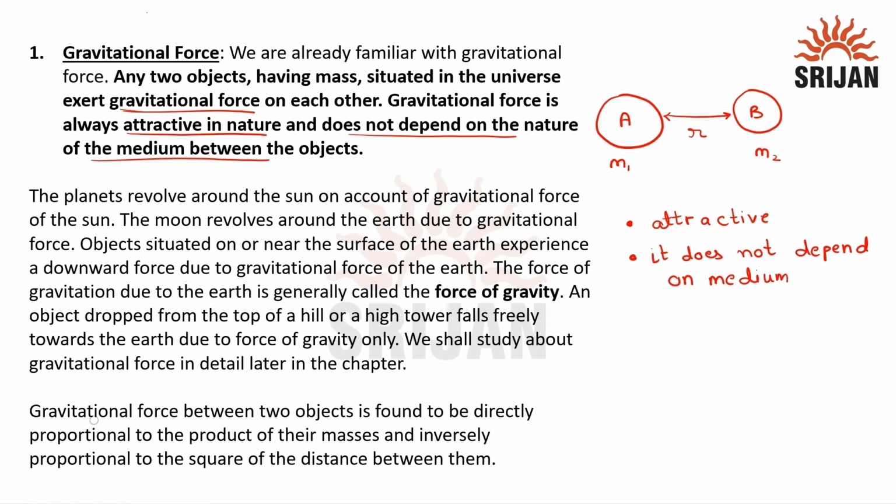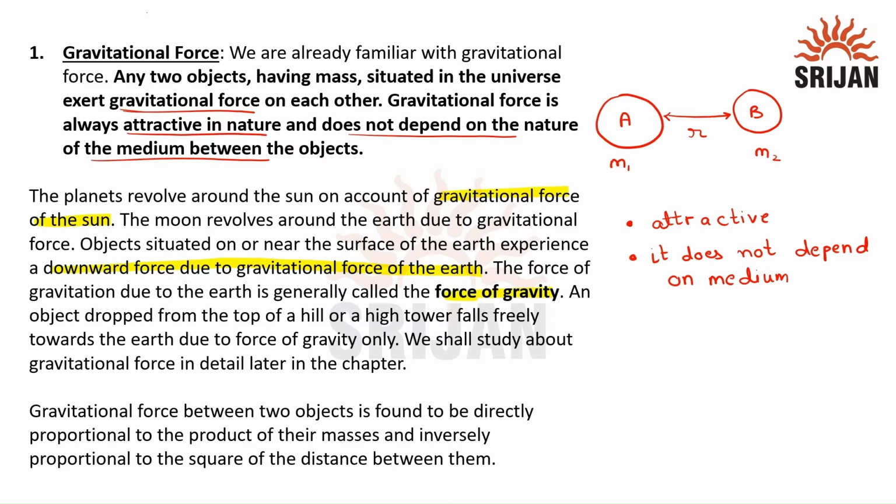So let us continue. The planets revolve around the sun on account of gravitational force of the sun. The sun constantly pulls the planets, due to which the planets revolve around the sun. The moon revolves around the earth due to this gravitational force. Objects which are situated on or near the surface of the earth experience a downward force due to the gravitational force of the earth. And this is why there is the weight of the object.